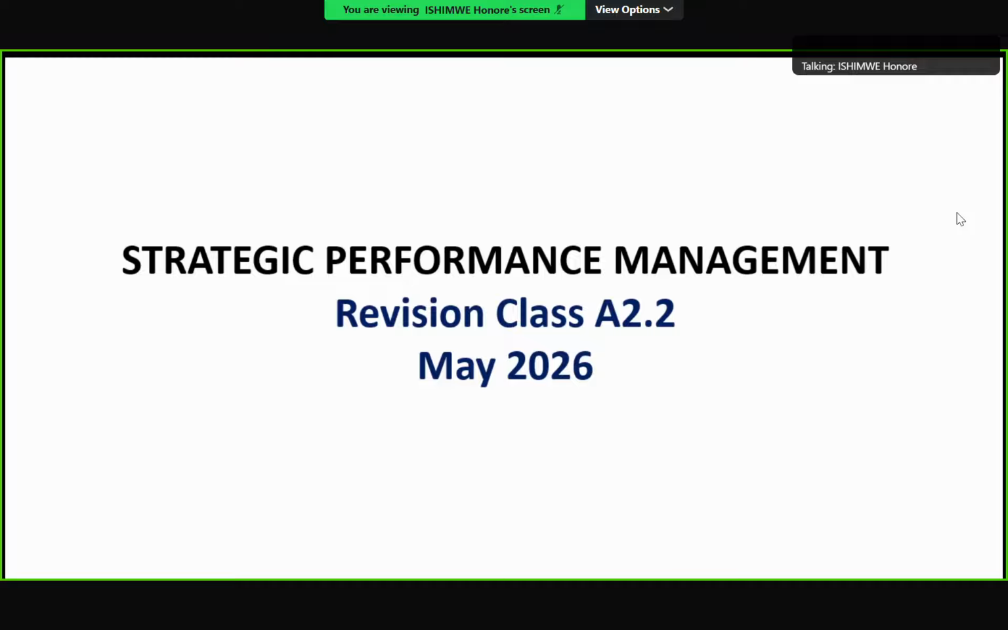objectives effectively. And therefore, success in this paper requires more than memorization. It demands critical thinking and sound interpretation. They want the practical interpretation and the ability to apply the concepts in real business situations, if I can say. So during this revision, we shall focus more on key examinable areas.